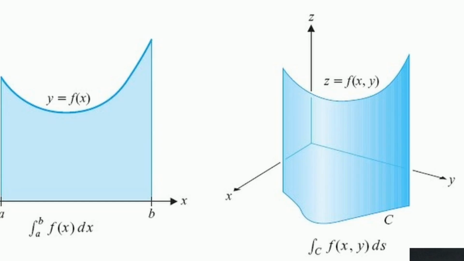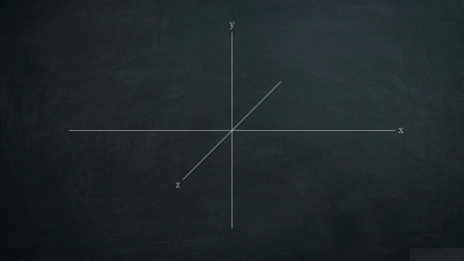Look at the right side of this diagram, showing a curved 3D surface projecting down to a path C. This scalar line integral calculates the area of a winding curtain dropping from a surface in space down to a curved base path. Switching from a static surface to an active environment, we use a vector line integral.